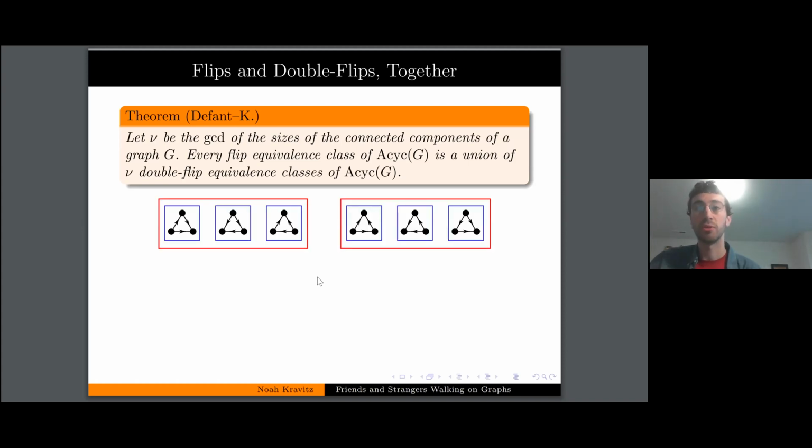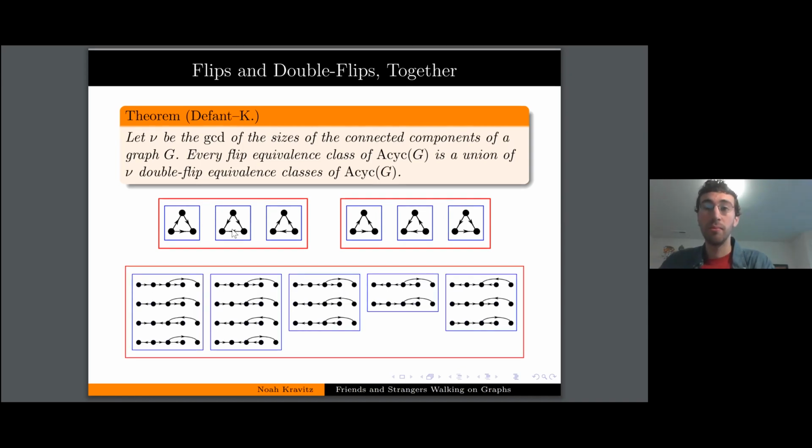So I'll just illustrate this with two examples. The first one here is where G is this triangle, and I've drawn the double flip equivalence classes in blue. These are all singletons. And I've drawn the flip equivalence classes in red. So you can see, sure enough, nu equals 3, because there's one connected component of size 3, and each of the flip equivalence classes splits into 3 double flip equivalence classes.